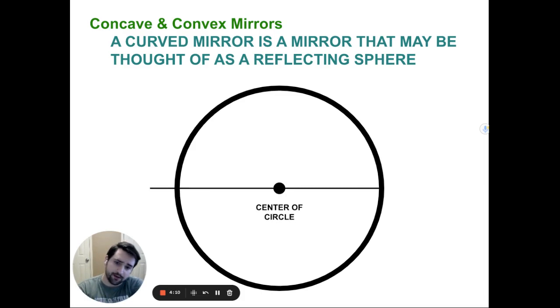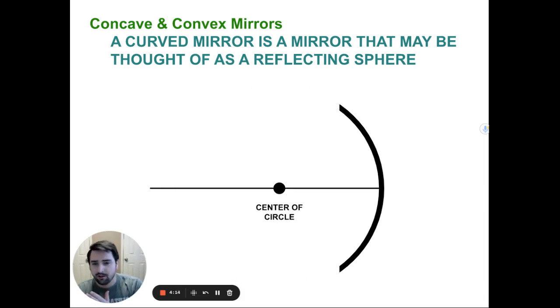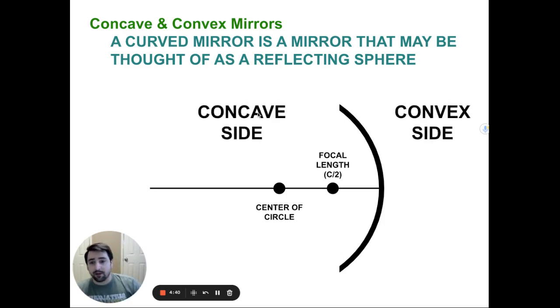And if I were to draw a line directly through the center of the circle, and then erase a piece of that circle, what I have here is a segment of that sphere that has what's called a focal length. And that focal length, sometimes it's seen as F, sometimes it's seen as C over 2, C being the center of the circle. But the relationship there is that the focal length is going to be 1/2 of the radius of the sphere.